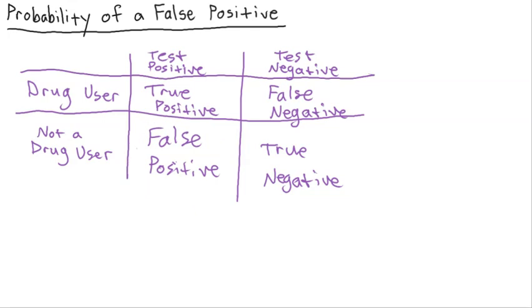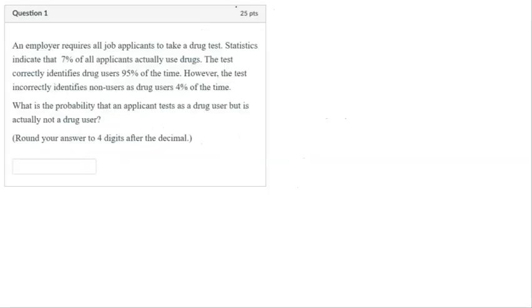In this particular video, we're looking at the probability of false positives. We're looking strictly at this situation here: people who are not actually drug users, but they are testing positive for drugs. All right, so let's look at this question.